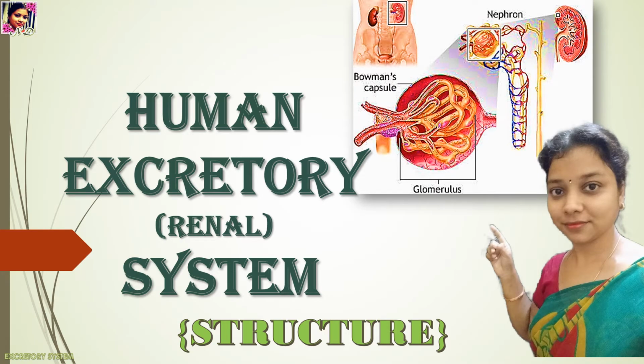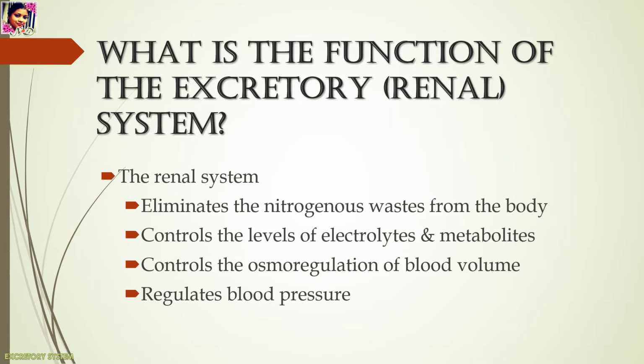Let's start our discussion on the structure of the human excretory system, that is also called the renal system. The question is, what is the function of the excretory or the renal system? It eliminates the nitrogenous waste, that is the ammonia, from the body. It controls the levels of electrolytes and metabolites that are produced as a result of digestion.